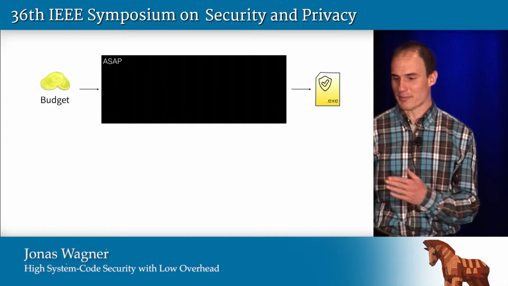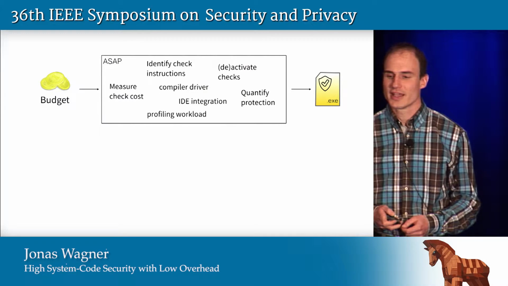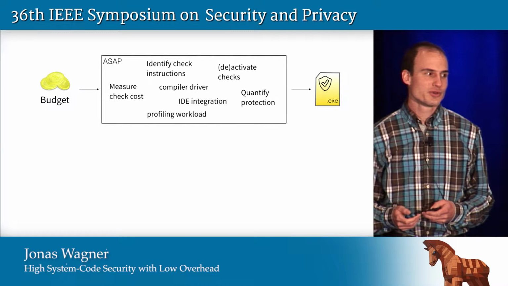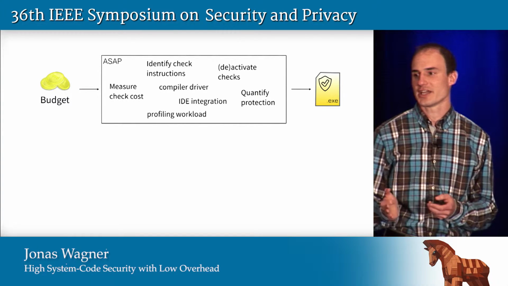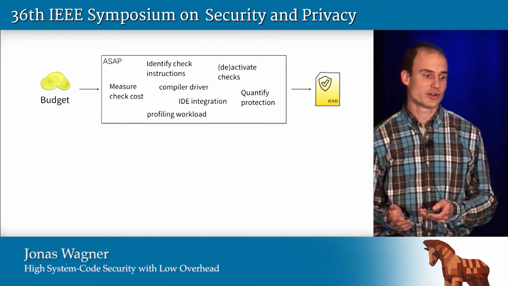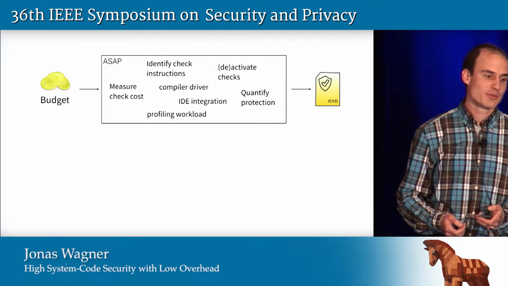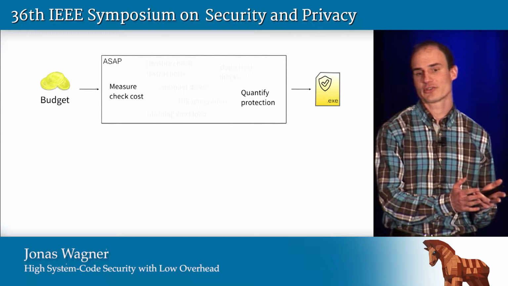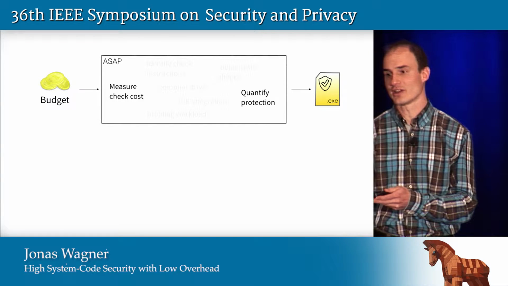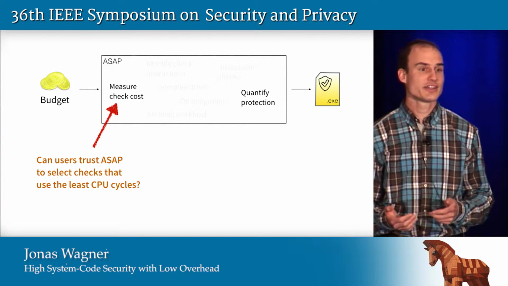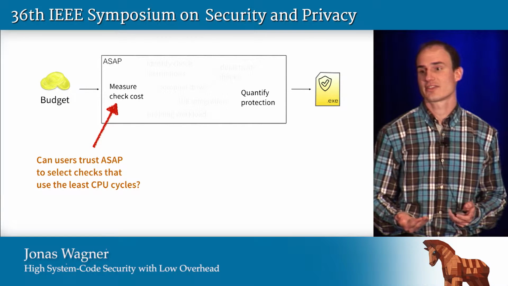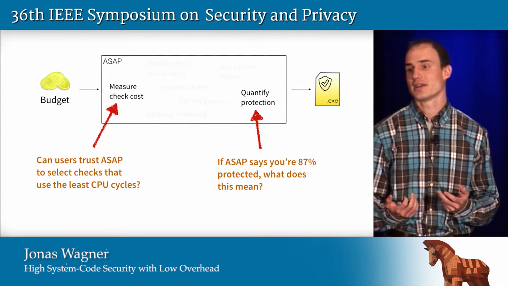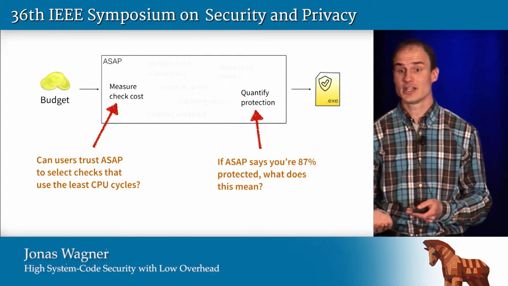ASAP is this black box that generates fast protected programs, and it contains a number of important parts. I'll have to refer you to the paper for many of these, for example, on how ASAP identifies checks or how to select a good profiling workload. I'm going to just focus on two of the points here, namely how ASAP measures the cost of checks and how it quantifies protection. In other words, can users trust ASAP to really select the checks that consume the least amount of CPU cycles? And also, if ASAP gives you a certain protection level, what does this really mean?